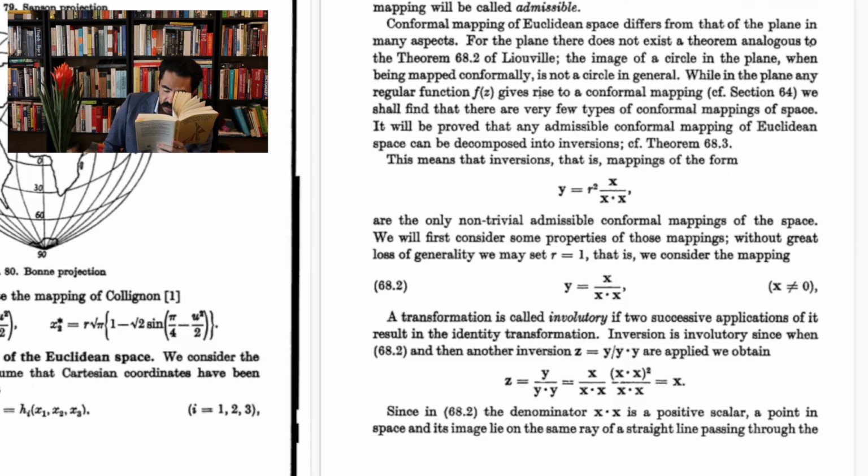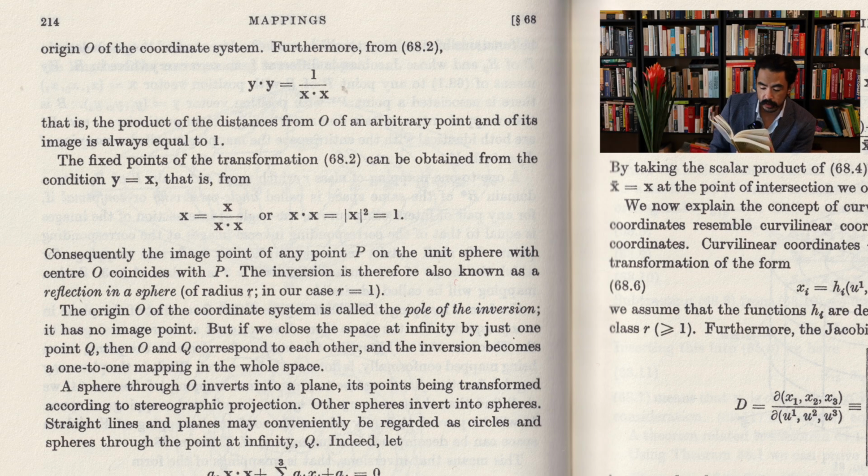So in the mapping denoted by the vector y, the denominator, which is the scalar product of x with itself, is a positive scalar. A point in space and its image lie on the same ray of a single straight line passing through the origin O of the coordinate system. Furthermore, from this mapping denoted by the vector y, if we take the scalar product of y with itself, then we get 1 over the scalar product of x with itself. That is, the product of the distances from the origin of an arbitrary point and of its image is always equal to 1.